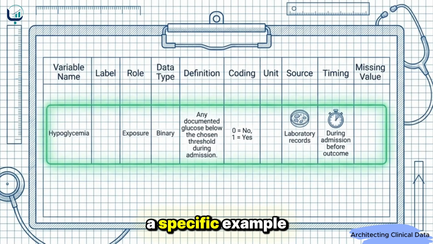Let's walk through a specific example. For hypoglycemia, we establish the basic architecture. The name is hypoglycemia, its role is our exposure, and its type is binary. Next, we set the clinical boundary. The definition is any documented glucose below the chosen threshold during admission. The coding is strictly set. 0 equals no, 1 equals yes. Finally, the logistical parameters. The source is pulled from laboratory records, and the timing is specifically bracketed to occur during admission but prior to the outcome.